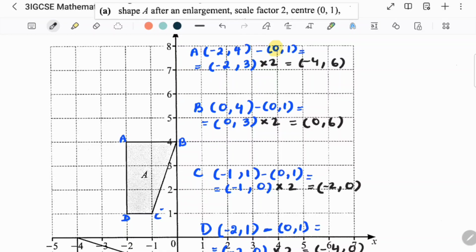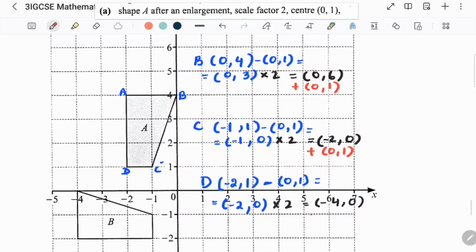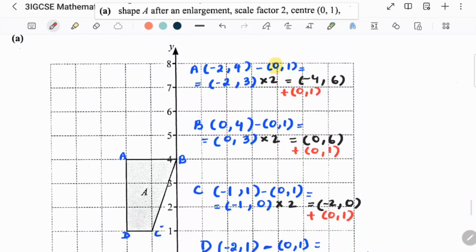So we did this step as well: identified the original coordinates, then subtracted the center, multiplied with the scale factor, and now add back the center. So you are going to add 0, 1 to each and every coordinate which we got after the multiplication. Alright, so plus 0, 1 here, plus 0, 1 here also, and the last one plus 0, 1. Now we are getting the image after addition.